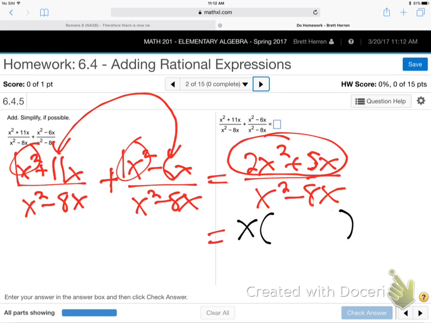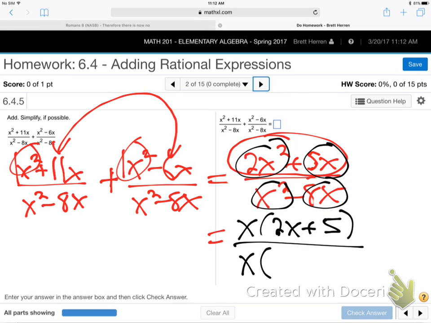X times what? And x times what? We'll go back to 2x squared and 5x. X times 2x plus 5. That makes sense? Because x times 2x would be 2x squared, and x times 5 would be 5x, right? We good and happy? And what about the bottom? What do these guys have in common down here? Take out an x.